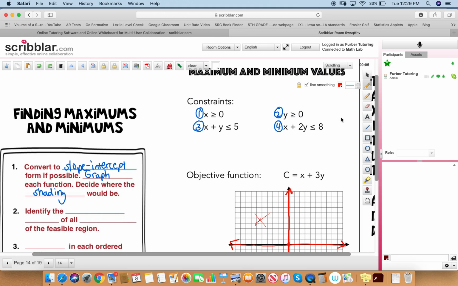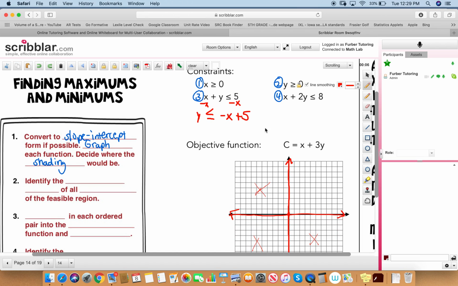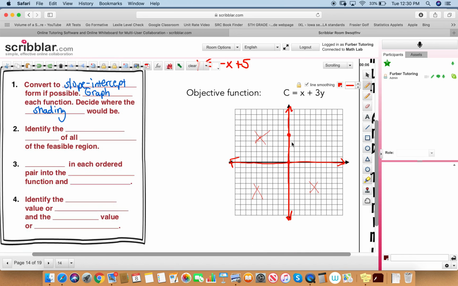So let's look at number 3. Number 3 is not in slope-intercept form, so let's change that first. Let's subtract the x. y is less than or equal to negative x plus 5. Let's go ahead and graph that. That's 5 on the y-axis, so 1, 2, 3, 4, 5 for the y-intercept. The slope is negative 1 over 1, so they're just going to be in all of the corners going downwards, and all of the corners going upwards. And again, I can sketch in that line.